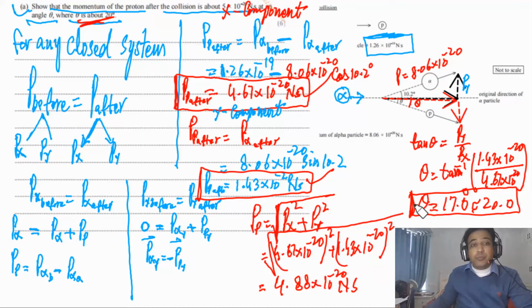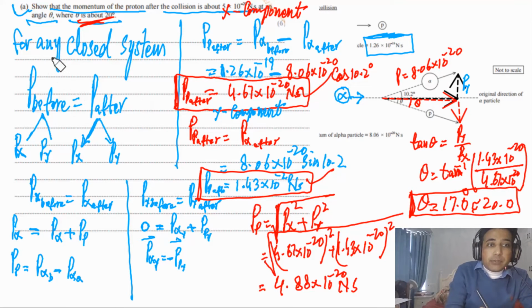This is how you can approach a beautiful question. These are the steps. For any closed system, momentum before has to be equal to momentum after.